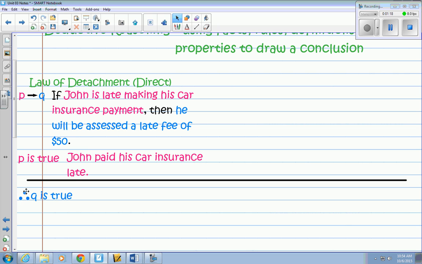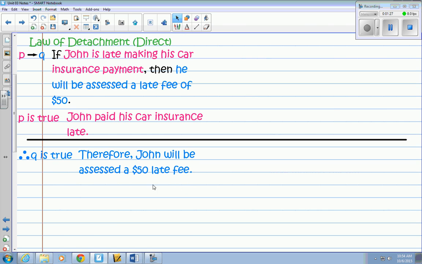Therefore, the three dots, remember, is the symbol for therefore. The second part of the statement must be true, or the conclusion must be true. Therefore, John will be assessed a $50 late fee.